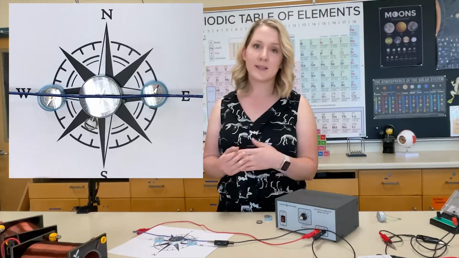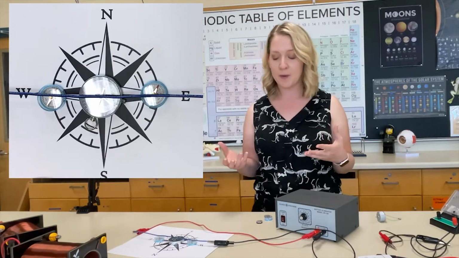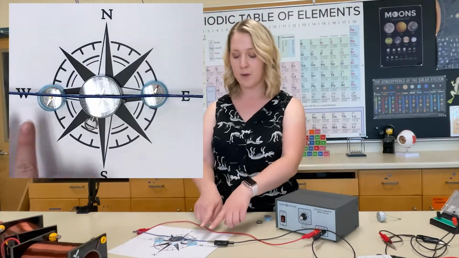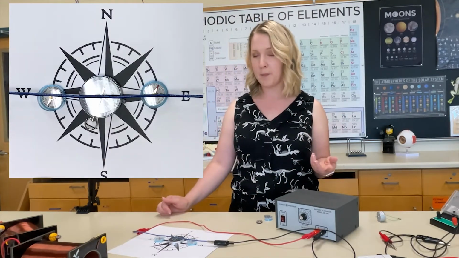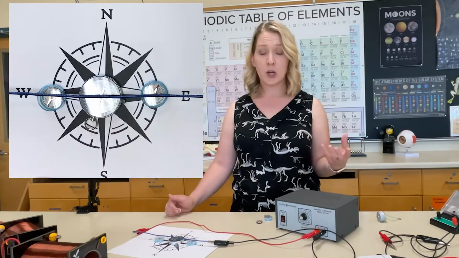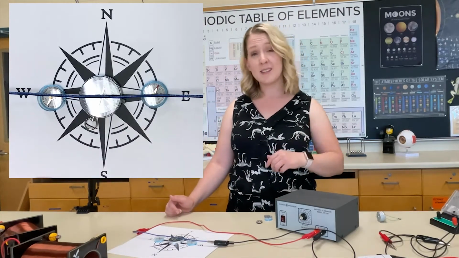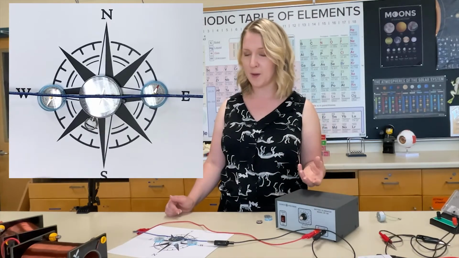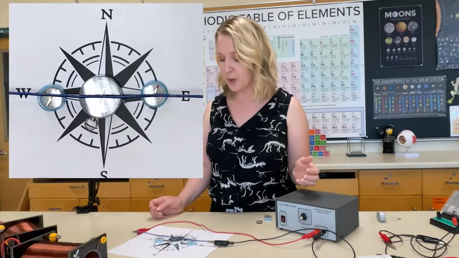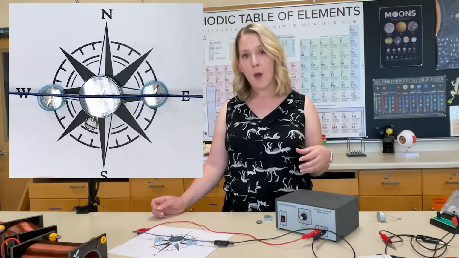These compasses are really balancing two magnetic fields. We have Earth's magnetic field. We also have the magnetic field from that current-carrying wire. So there's our first discovery, that a current-carrying wire generates a magnetic field, and that's different than that of Earth's magnetic field.